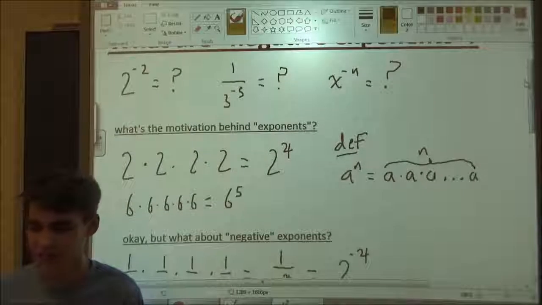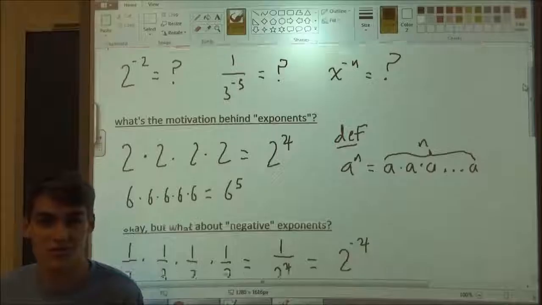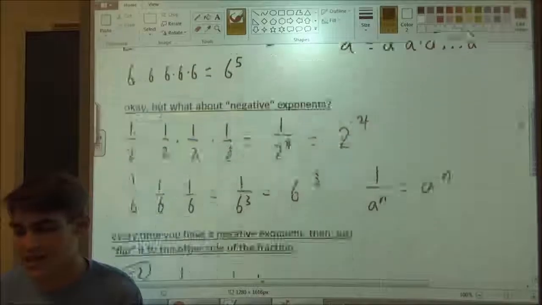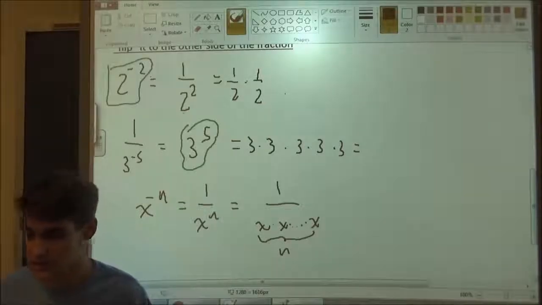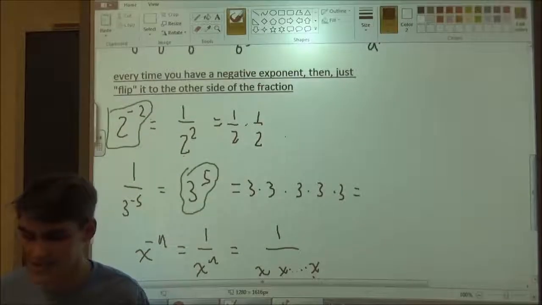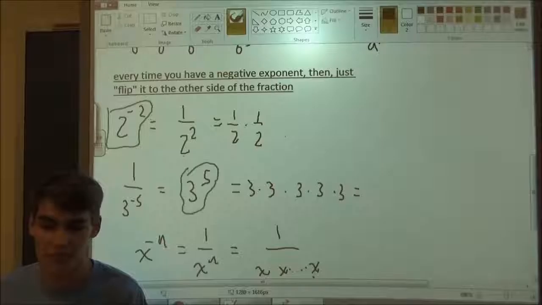Negative signs are easy to miss, so make sure you always look for a negative in your exponents and keep track of them. And that's really it, guys. This concept is going to pop up a heck of a lot, so make sure you understand it.